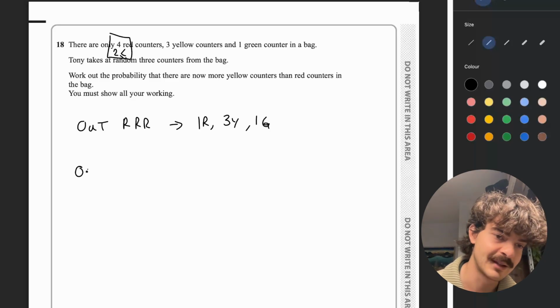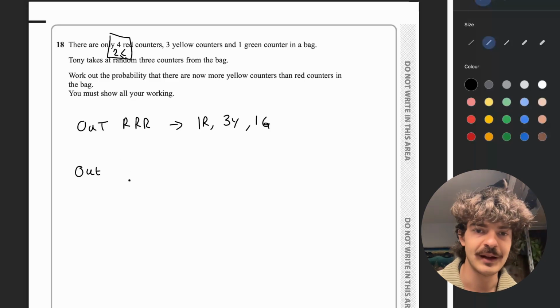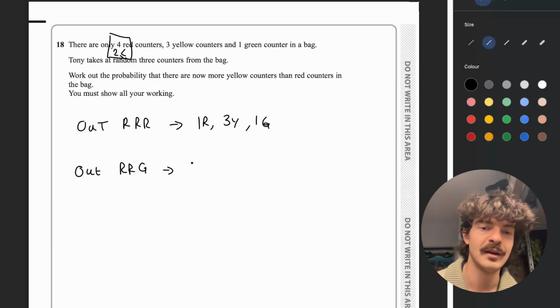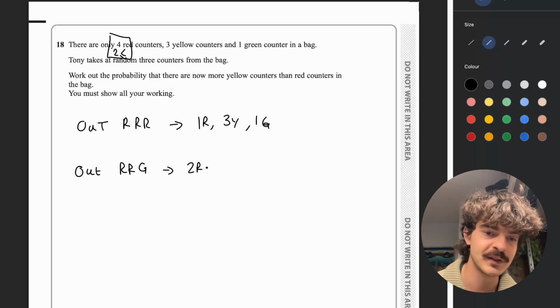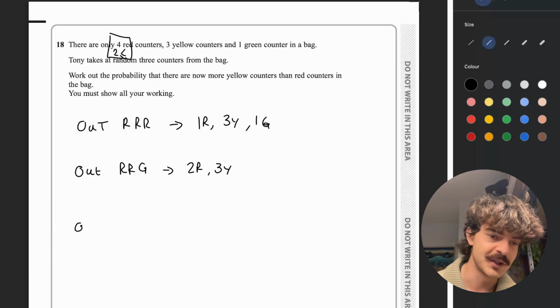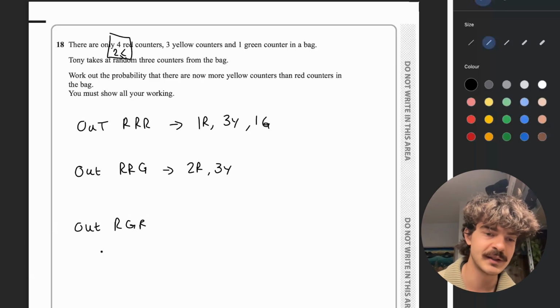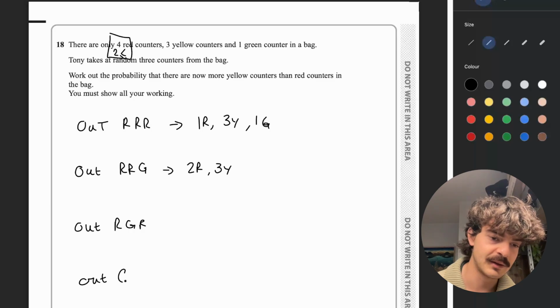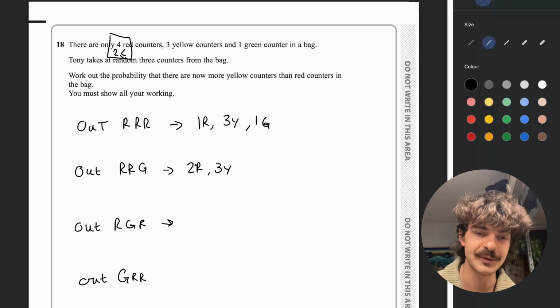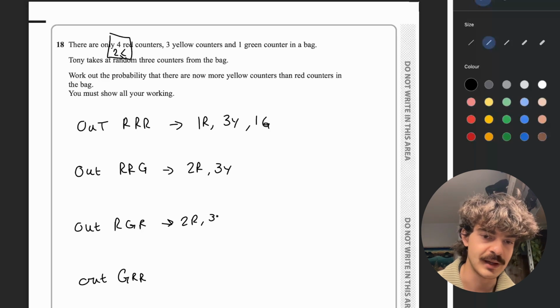Okay, the next one is going to be, let's say, red, red, then green, right? What would happen this time? Well, we've got 2 reds, 3 yellows, and we've just lost the green. But that's okay, because reds are still less than yellows. And then we also need to consider the order that we take this out. Red, green, red, and green, red, red. Remember, order matters. And we'd get the same 2 red, 3 yellow.